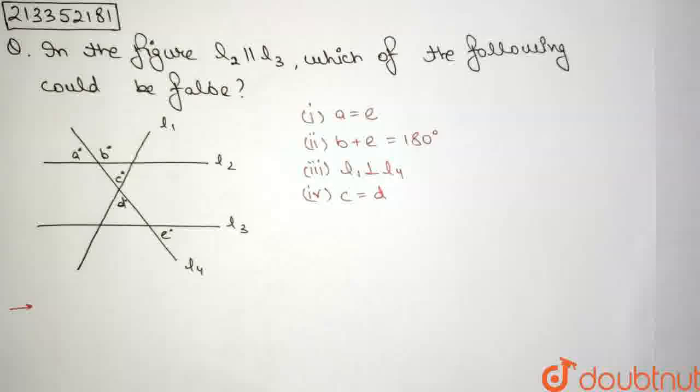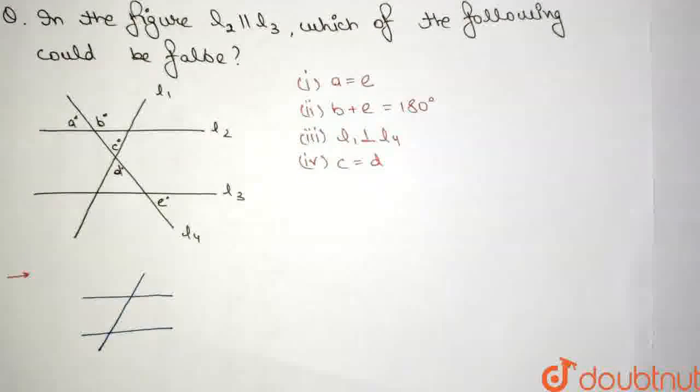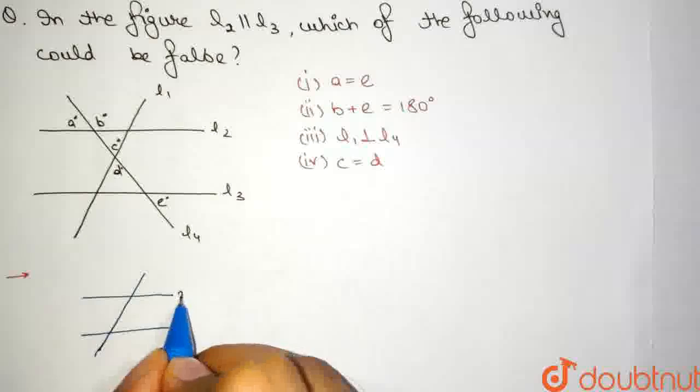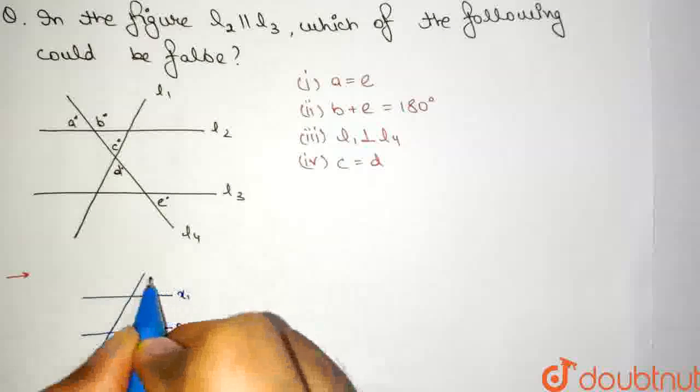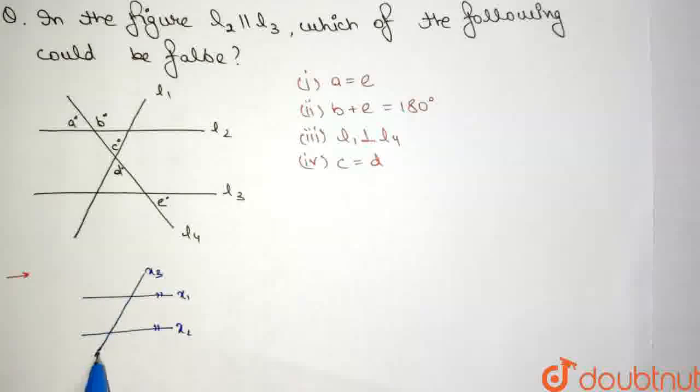Now, whenever we have a pair of parallel lines, say these two lines are parallel and there is a line which intersects them, right? Let me name them x1, x2 and x3. These two lines are parallel to each other and this is an intersecting line. In such a case, this line is called a transversal, first thing, right?